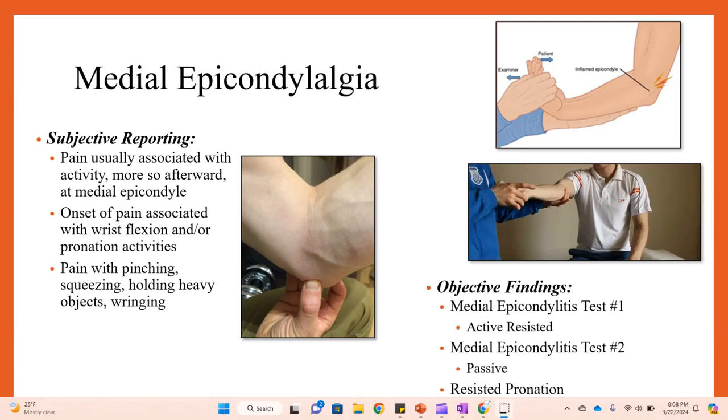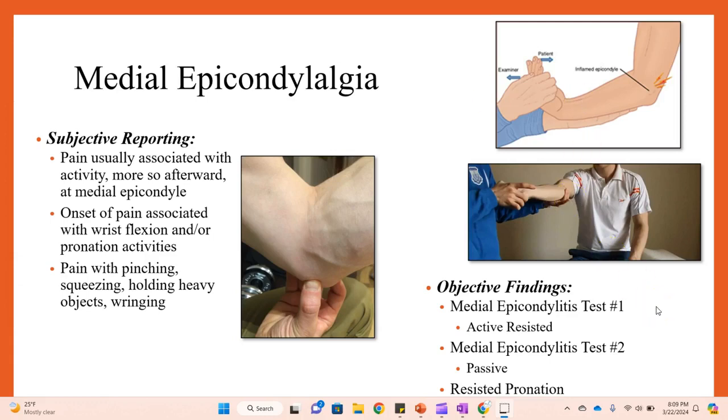Subjectively, they're going to say pain is associated with activity, more so afterward, and sometimes at the beginning of activity, but as they get warmed up, it feels better. But then afterwards, they have this rebound pain as well. Onset of pain is associated with wrist flexion and/or pronation activity. Sometimes we see this in people who are doing a lot of pull-ups, CrossFit, butterfly pull-ups, weightlifting, throwing, things like that. There's pain with pinching, squeezing, holding objects, and wringing things out.